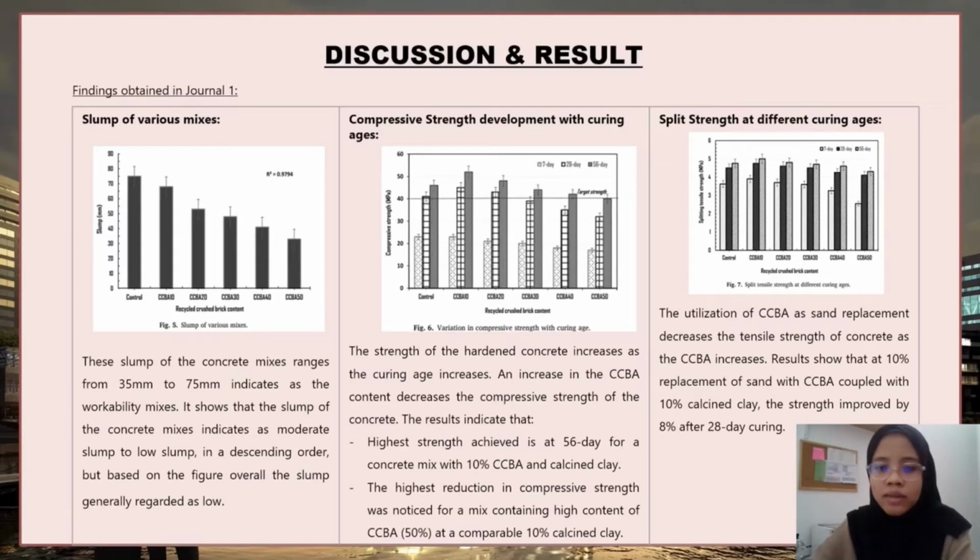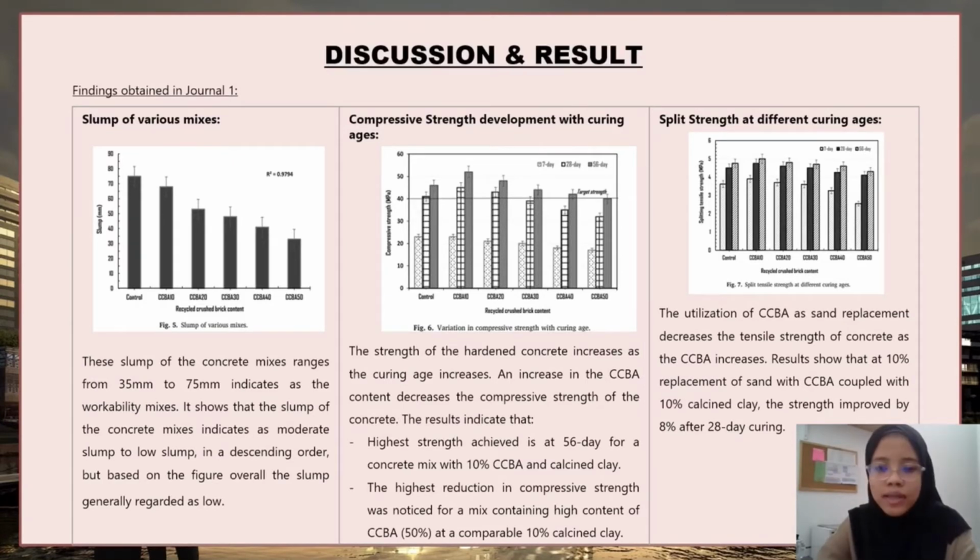Next is compressive strength development with curing ages. The strength of the hardened concrete increased as the curing age increased. An increase in the CCBA content decreased the compressive strength of the concrete. The results indicate that the highest strength is achieved at 56 days for a concrete mix with 10% CCBA and calcined clay, but the highest reduction in compressive strength was noticed for a mix containing a high content of CCBA, which is 50%, with 10% of calcined clay.